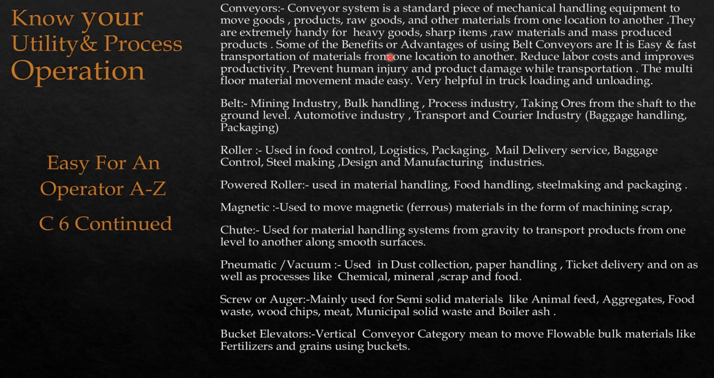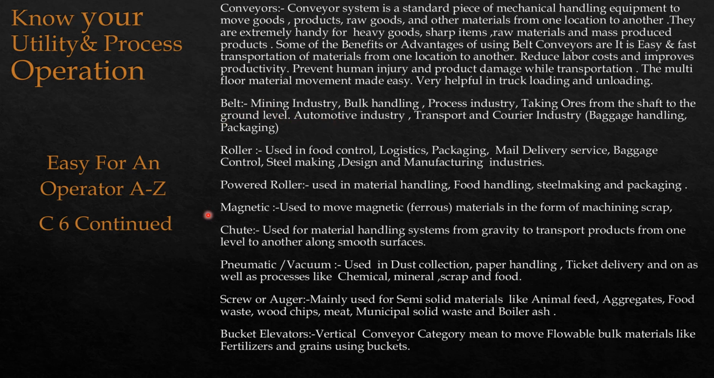Some of the advantages of using belt conveyors are easy and fast transportation of materials from one location to another. It reduces labor costs and improves productivity, and prevents human injury and product damage during transportation. Multi-floor material movement is made easy, and it is very helpful in truck loading and unloading. Conveyors can be in horizontal or vertical movement. You can see different types of conveyors and their uses.